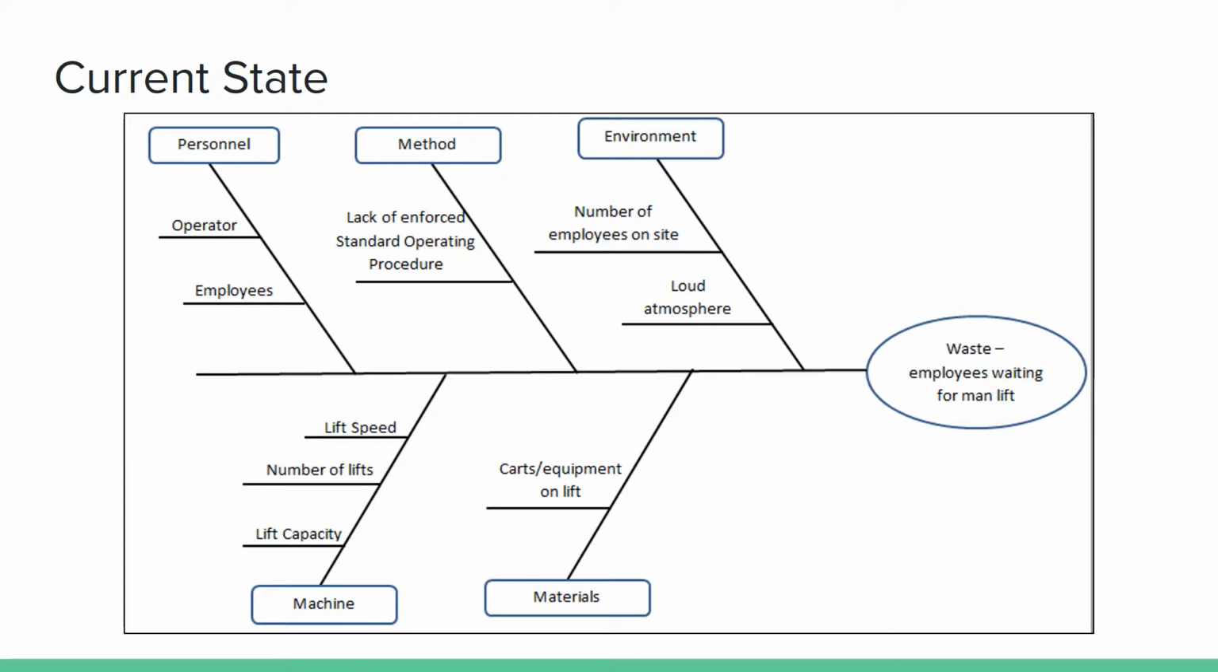Alright, so we began by making a fishbone diagram to describe our thought process and how we decided on what factors to focus on. The problem that you can see in this diagram is the waste from employees waiting for the man lift, and all the possible causes are shown on the diagram grouped in their respective categories, so personnel, method, environment, machine, and materials. And the causes that we chose to focus on were lack of an enforced standard operating procedure, operators, and number of lifts. Most of the other factors, such as loud atmosphere and lift capacity, are out of our control.